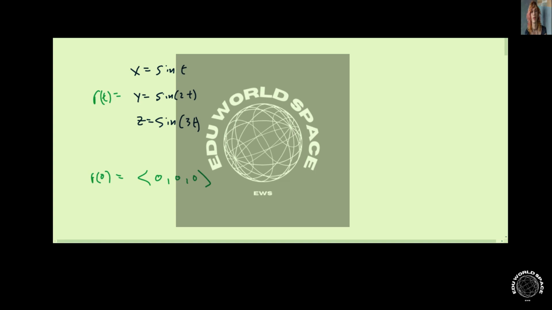So if we were to set this equal to 0, and it would be a good idea to set this one equal to 0, it would be 0 equals sine t. This would imply that t is equal to 0, then it's also at pi, and then it's also at 2 pi.